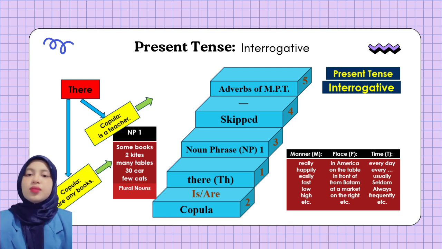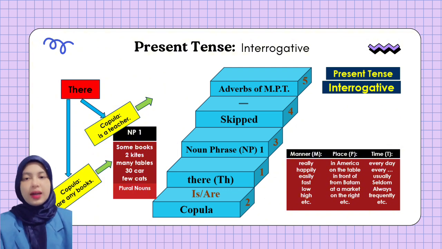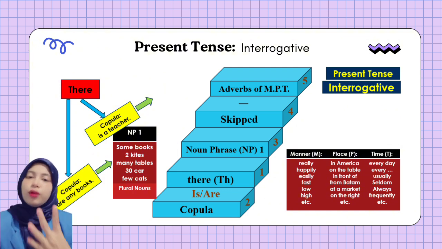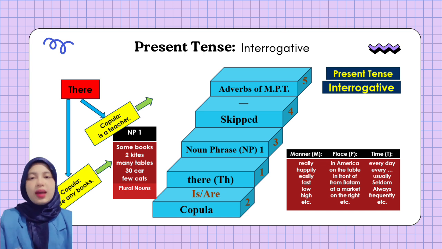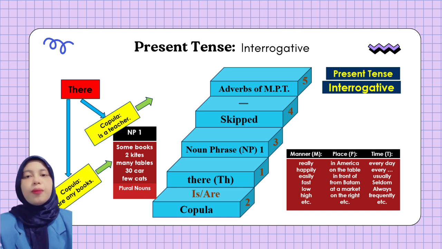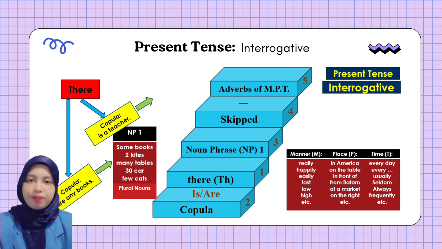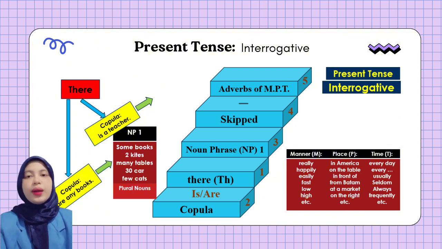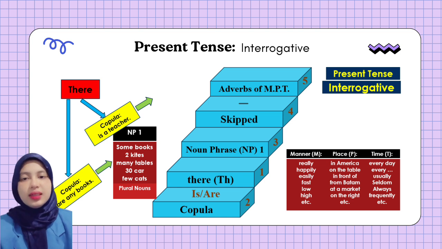Stairs 2, there. After the copula, we place "there" as the second element. Stairs 3, noun phrase 1. The noun phrase follows "there," identifying what you are asking about. Stairs 4, skip. Stairs 5, adverbs of manner, place, time. Similar to the other forms, you can still include adverbs of manner, place, and time at the end of the question to provide additional details.